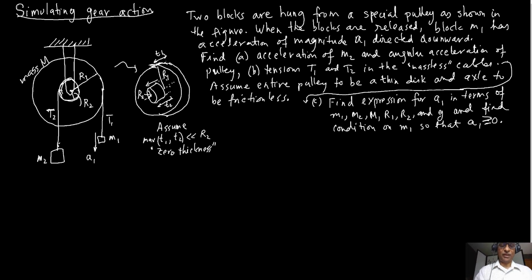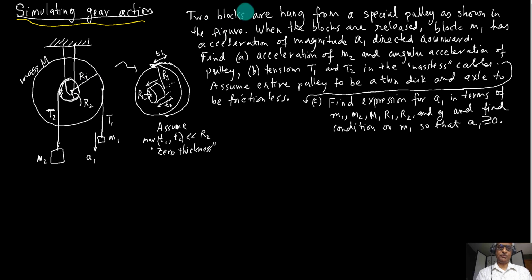Okay, today I have an interesting problem for you. It's a problem in which we will simulate a gear system. So there will be some force provided by one mass, and another mass will be moving as a result of that, but at a different radius. So it's like going to a lower gear.